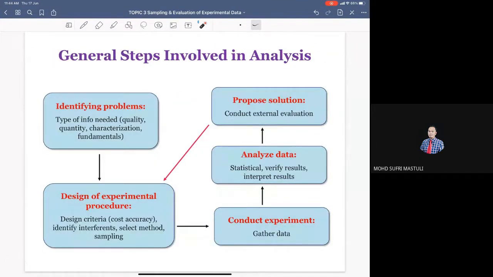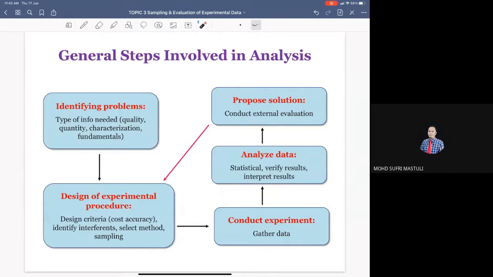So this is the general steps involving in any analysis, include in analytical analysis. First, before we do variable analysis, we should identify what is the problem that we want to solve. That's number one. After we determine the problems, and then we design the experimental procedure. During designing experimental procedure, there are several issues or several things that we have to consider. The first or the most important part is select the suitable method, meaning that the sampling method should be correct to ensure the result that we obtain from the analysis precise and accurate and also correct.